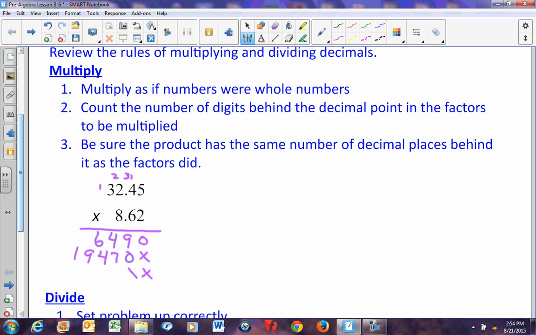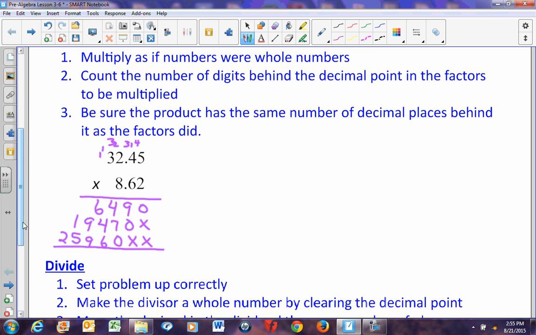Now I have 2 placeholders I have to do. You can put zeros in. I like to put x's in, just to have it in mind. 8 times 5 is 40, carry my 4. 8 times 4 is 32, plus 4 is 36, carry my 3. 8 times 2 is 16, plus 3 is 19, carry my 1. 8 times 3 is 24, plus 1 is 25. Okay. Now I have to add all these together.